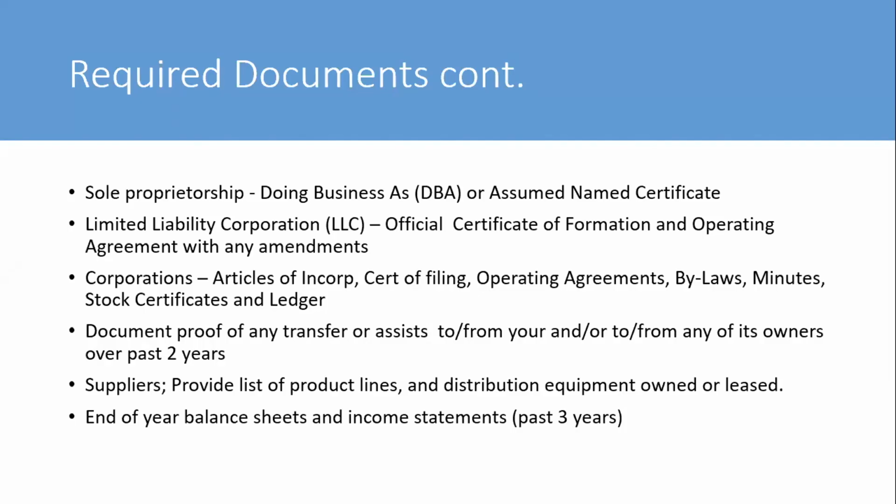Required documents continued. Sole proprietorship: doing business as, DBA, or assumed name certificate. Limited liability company, LLC: official certificate of formation and operating agreement with any amendments. Corporation: articles of incorporation, filing certificate, operating agreement, bylaws, minutes, stock certificates, and ledger. Documented proof of any transfers to or from any of its owners over the past 2 years. Suppliers: provide list of product lines and distribution equipment owned or leased. End of year balance sheets and income statements for the past 3 years.